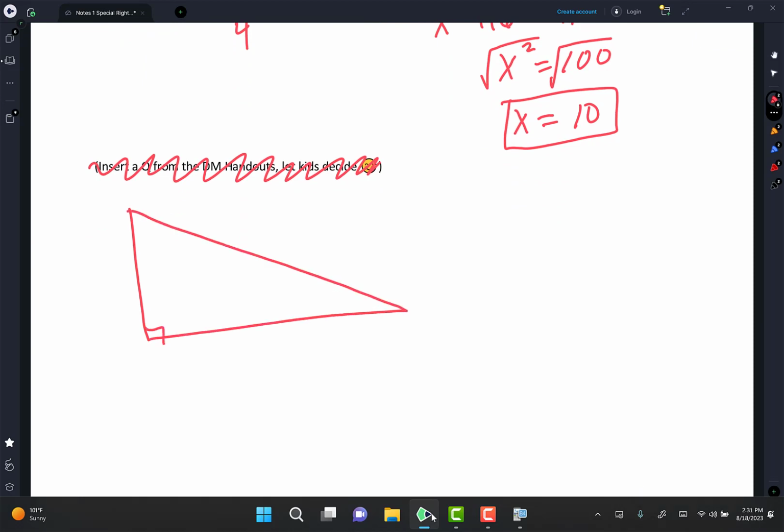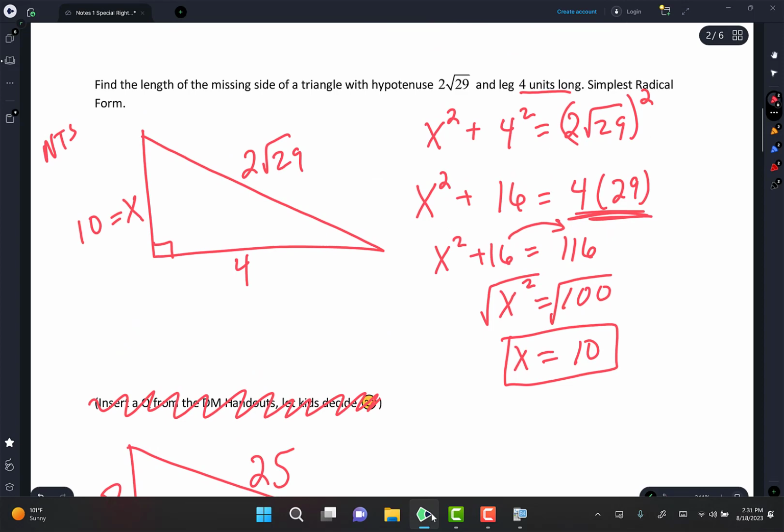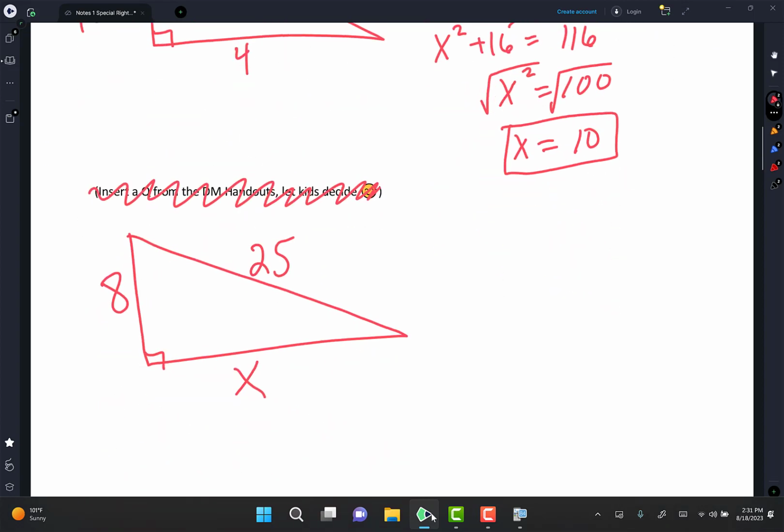Okay, give me your favorite numbers. Give me a number between 20 and 30. 25. Oh man, I don't know if I know that one squared, but that's fine. Give me a number between 7 and 15. 8? I heard an 8. 8. Okay. Oh, did I already do a leg? Oh, I already did a leg. Okay, let's switch it up.